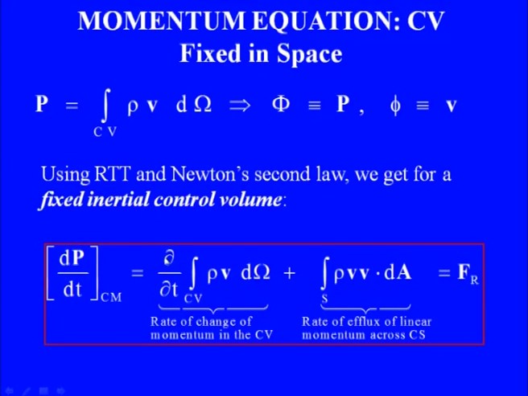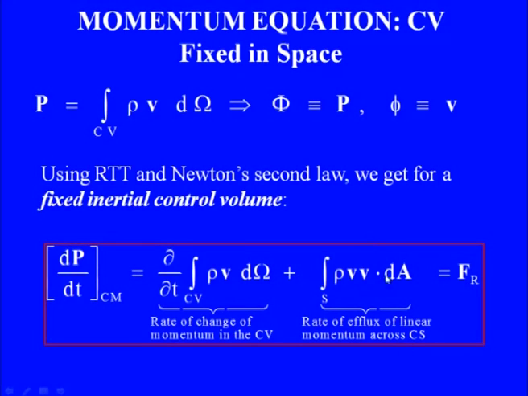And by Newton's second law, the combination of these two terms should be equal to the resultant force which acts on our fluid body. Now, we have come across a very strange term here in the surface integral, rho vv dot dA. What is this vv? We had a brief look at it earlier when we had discussed the tensor products. Now, let us have a recap of what we had discussed and what we mean by this vv.